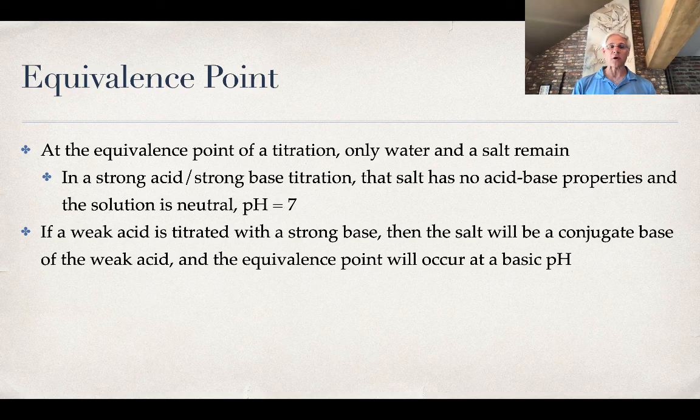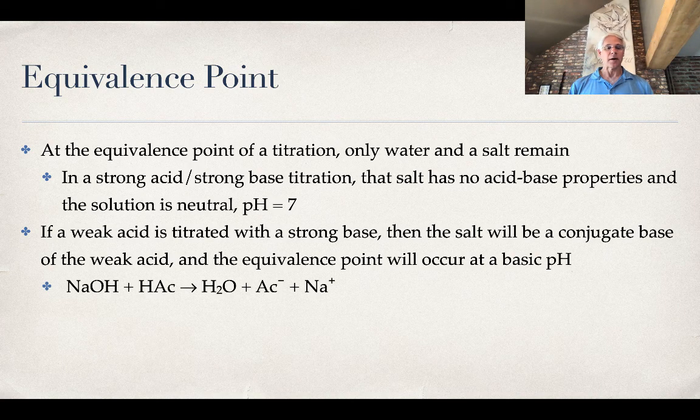However, as we saw with a weak acid being titrated with a strong base, the salt that gets left over, in the previous example, would have been sodium acetate. The acetate is the conjugate base of the weak acid, and so as a result, the equivalence point will occur at a basic pH. And there's the example that I just showed you.